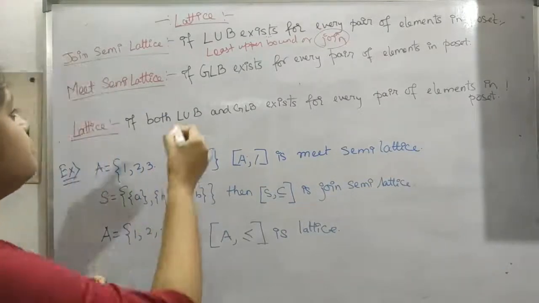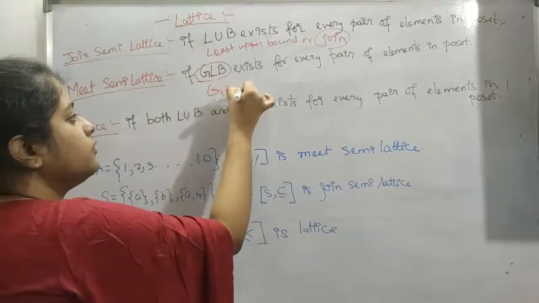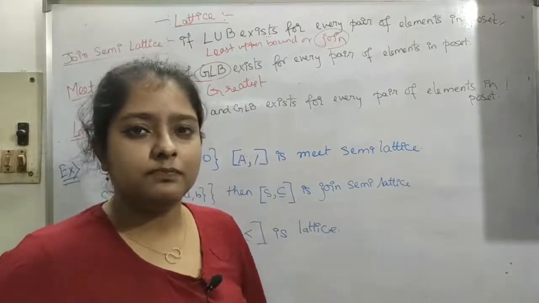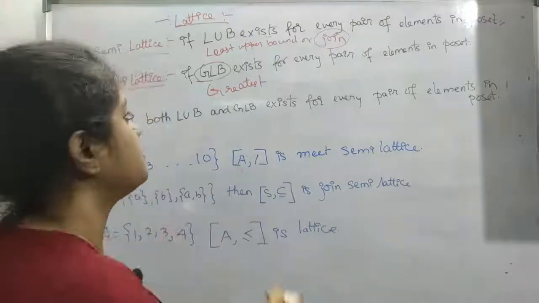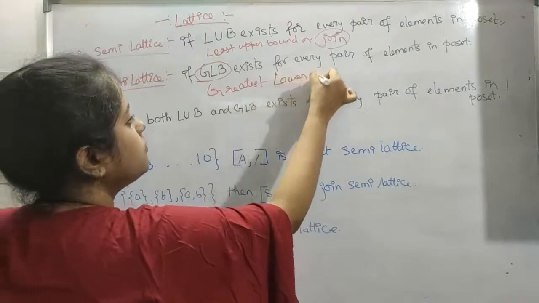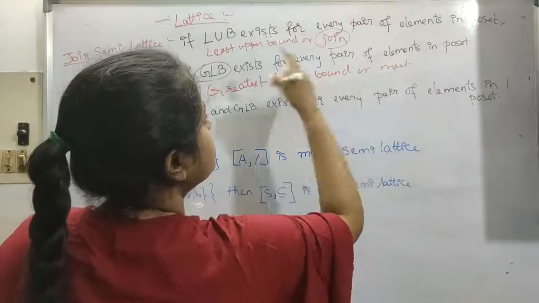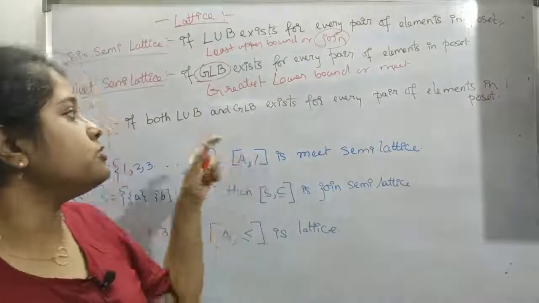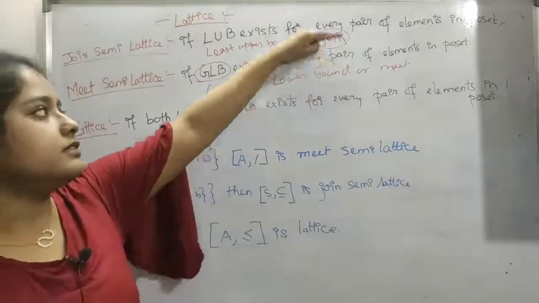In the same way, if GLB exists, GLB meaning greatest lower bound, or meet. Why am I writing this again and again? Because when we are learning the first time, we are not good with names, so with practice it will be pasted on your brain. If GLB exists for every pair of elements in the poset, this is called meet semi-lattice. This is not a full lattice. This is a semi-lattice, and this is a semi-lattice.